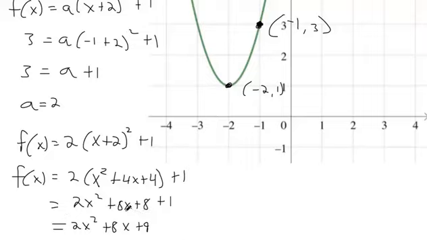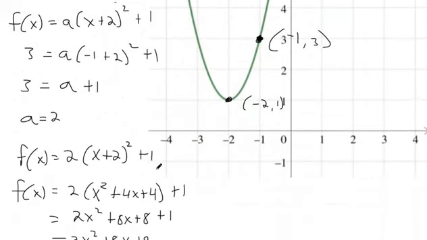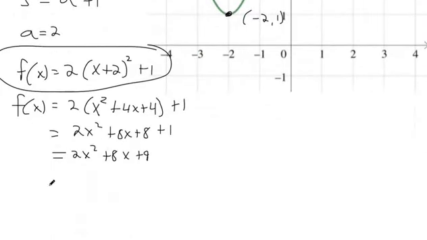we're done. I just realized that this one wants in vertex form, so that's vertex form right there. We didn't have to do all this. This is what you would do if it wanted it in general form.